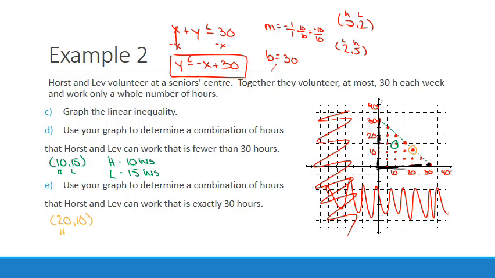Again, that's Horst. This is Lev. So Horst is going to work 20 hours in this situation. Lev is going to work 10 hours in this situation. And before I complete this problem, I just want to specify that I'm not counting these answers, because anything on these lines would mean only one of them worked, which is possible in real life, but in this question it keeps talking about them working together. So I actually won't count that for this question.